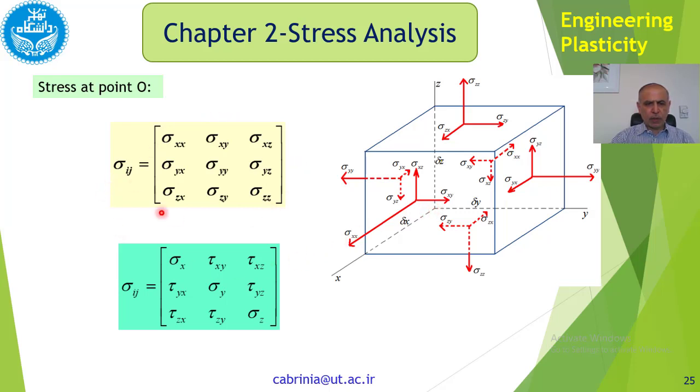Okay, as shown here. And also, so we can say that sigma x, sigma xy, sigma xz, but this sigma xy and sigma xz usually we show it with tau, because tau represents the shear stress.